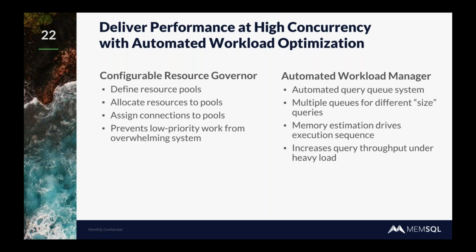assign connections to specific pools, and those connections are constrained to only be able to use the resources that are available in that pool. And this allows you to prevent low priority work from overwhelming the system, for example. You can add low priority work to a pool that has less resources so that high priority work can be placed in a different pool with more resources to make sure that it can finish in a prompt way.